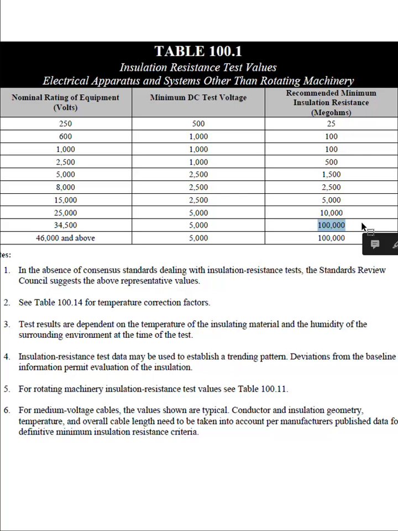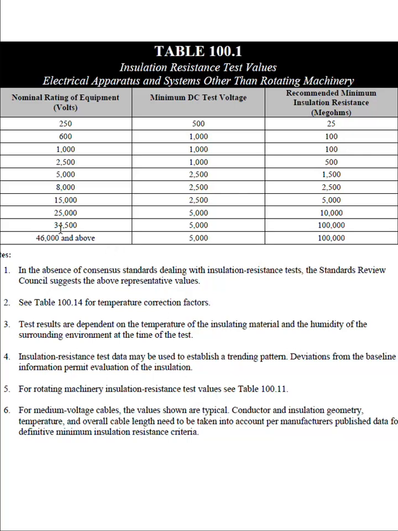Okay, so the problem that you're going to run into with this is that a lot of times on these much bigger cables, some manufacturers don't get anywhere near that. Okay, and if you read the note down here, for medium voltage cables, the values shown are typical. Conductor and insulation, geometry, temperature, length of the cable, all need to be taken into effect. The older NETA tables, this is something you won't get out of this book, the older NETA tables used to say per 1,000 foot.